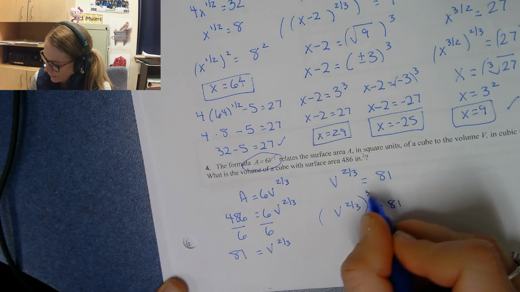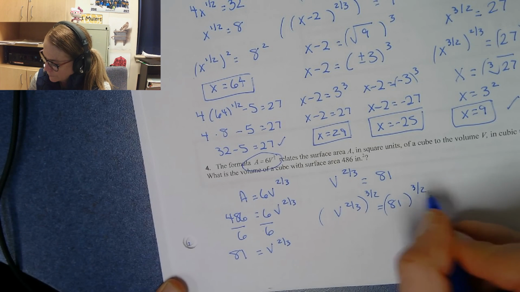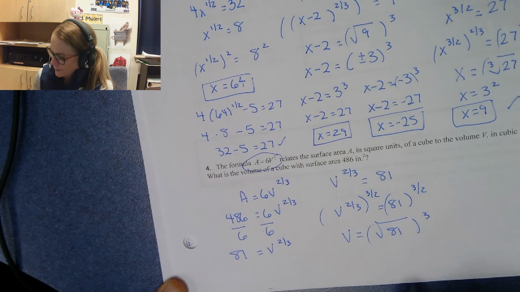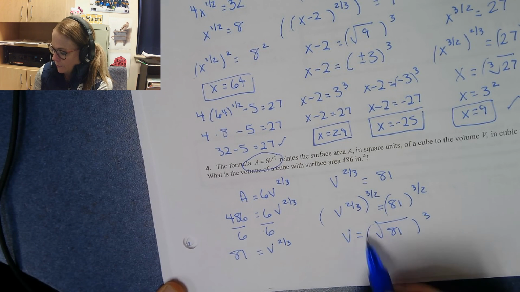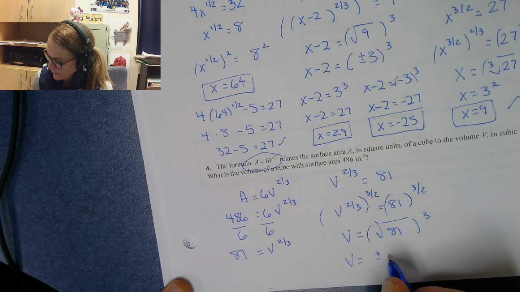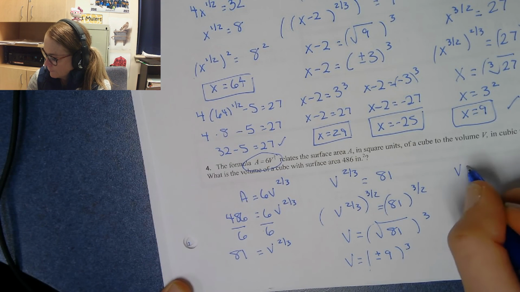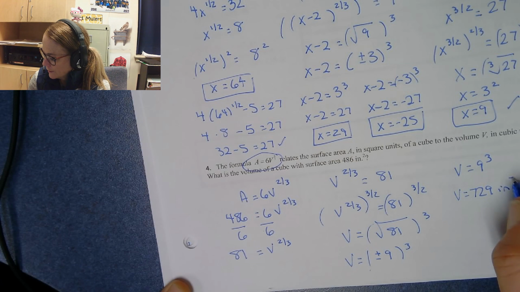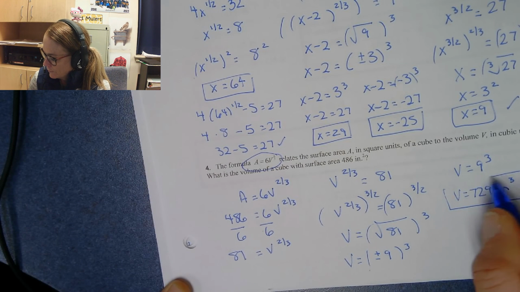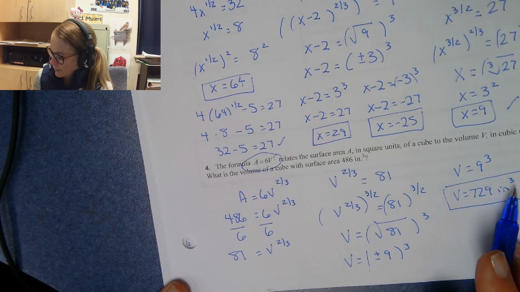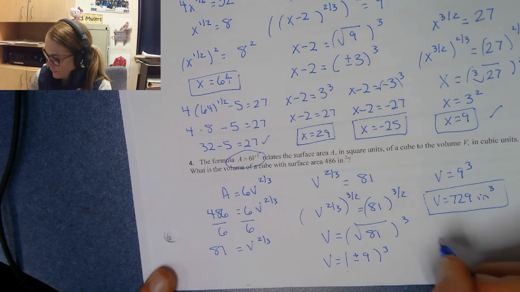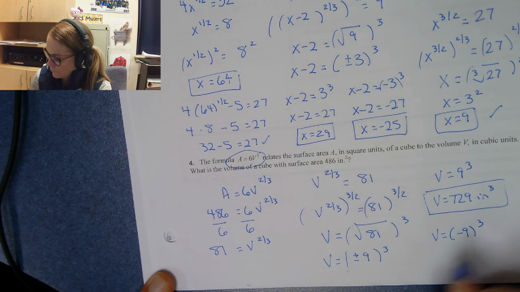Let's go to the 3 over 2. So V is going to be the square root of 81, quantity cubed. Since I'm square rooting, plus or minus, so this is plus or minus 9 cubed. So volume would be 9 cubed, which is 729, and inches cubed for volume. The inches are cubic, they're 3-dimensional, so you put a 3 here. And then volume is negative 9 cubed, negative 729 inches cubed.